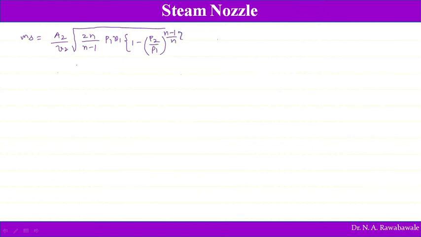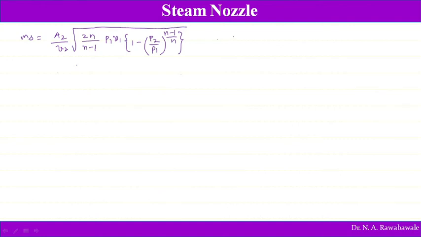Next equation for mass flow rate: ms is equal to, first we will rewrite the earlier equation, A2 divided by v2 square root of 2n divided by n minus 1 p1 v1 in bracket 1 minus p2 divided by p1 to the power of n minus 1 divided by n.